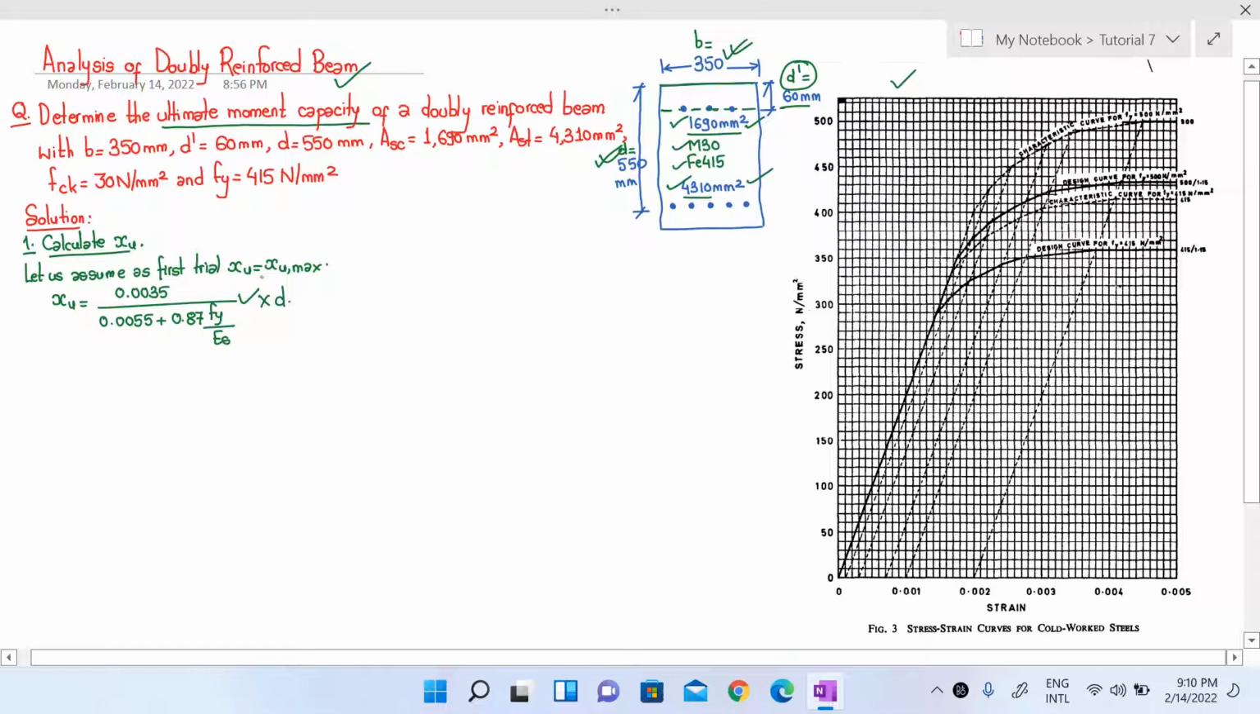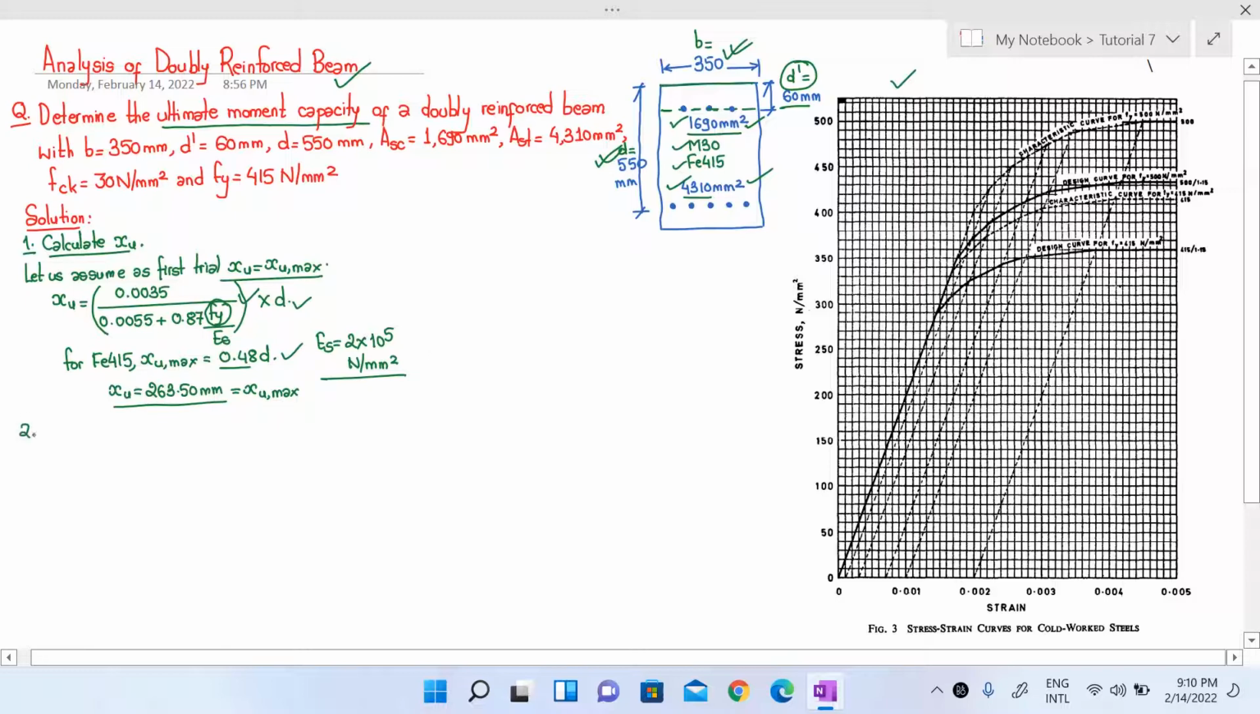Or another way to find it is, since we have assumed that xu equals xu max, we know that for grade of steel Fe415, the value of xu max is given as 0.48 d. So essentially, the expression inside this bracket is almost equal to 0.48. Use either of these formulas to determine the value of xu. You will get the value of xu as 263.50 mm, and this is also the limiting value, xu equals xu max. For Fy we use 415, and remember we are using the modulus of elasticity of steel Es as 2 into 10 to the power 5 megapascals, or newton per millimeter square.